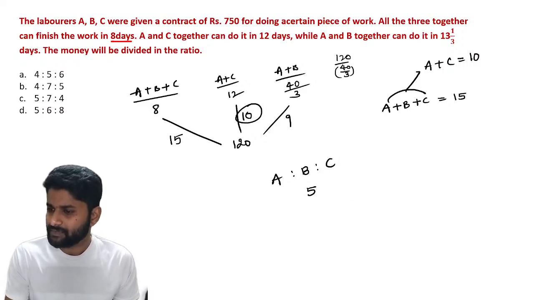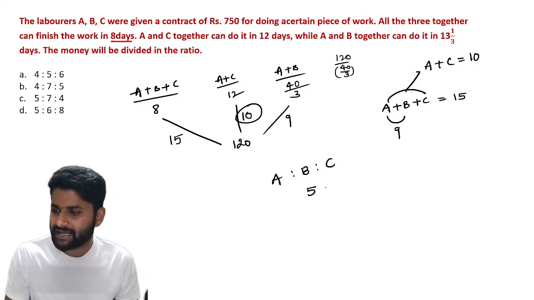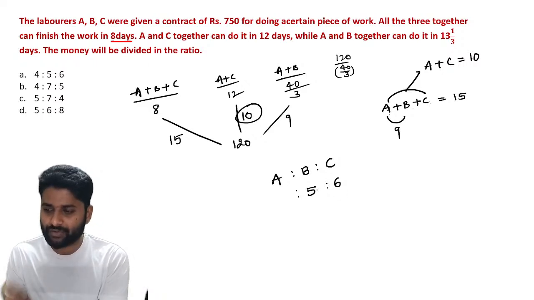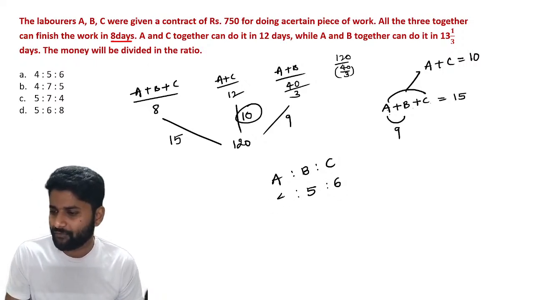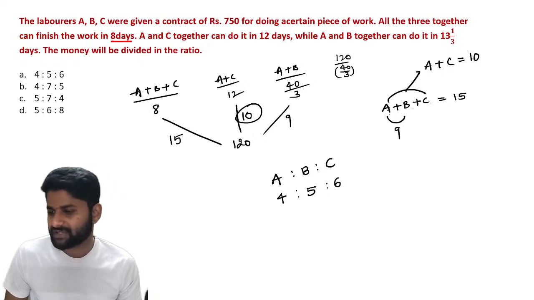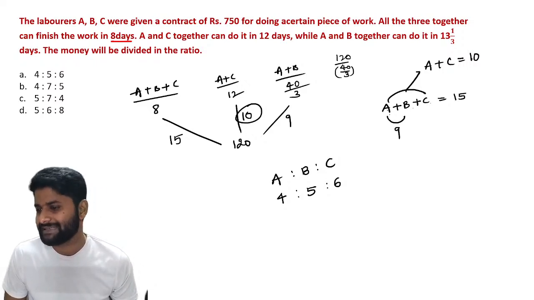Next one. We have the data for AB together, 9 units. A plus B plus C efficiency is 15, AB is 9, then C's efficiency is 6 units. So what about A? As you are aware, A plus B plus C is 15, B is 5, C is 6, total 11 units already. So the remaining 4 units are completed by A. So now you have the individual efficiencies. A's per day efficiency is 4 units, B 5, C 6.